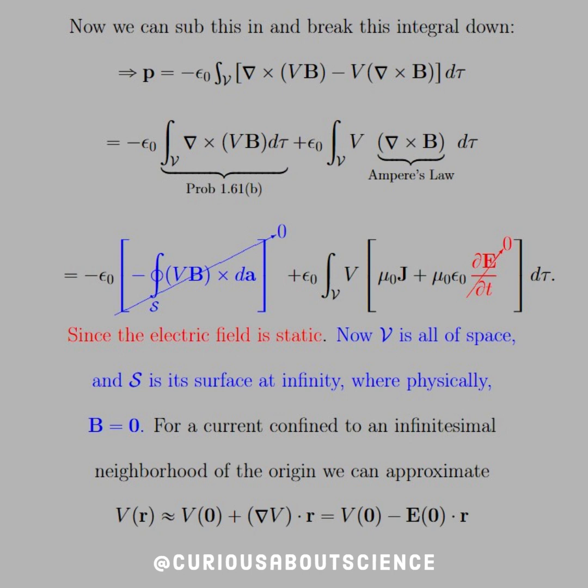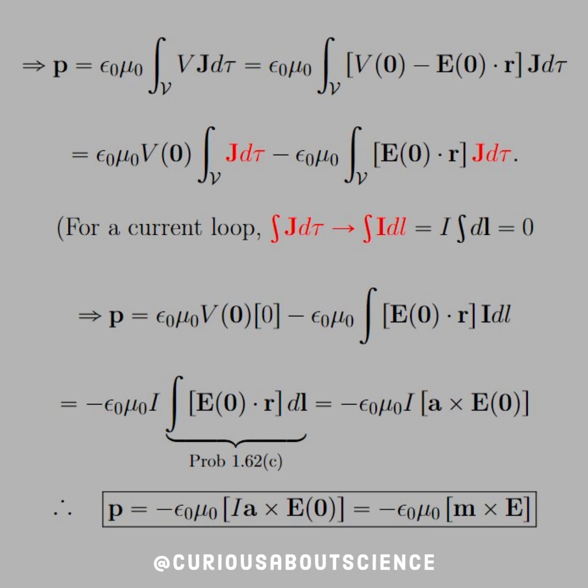So what we want to know is that for a current confined to an infinitesimal neighborhood of the origin, we can approximate this potential. So V of r we can approximate as V at the origin plus the rate of change of V dot r. So the gradient of V dot r, where V naught is the value at the origin, and the gradient of V is equal to negative E, but again, it has to be at the origin, times r. Okay, this is again an approximation, so let's run it through. So all that we're left with in this momentum integral is epsilon naught mu naught, again from Ampere's law, and then we have V times the current density d tau.